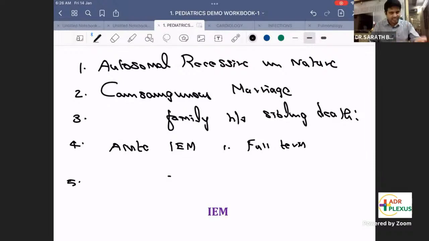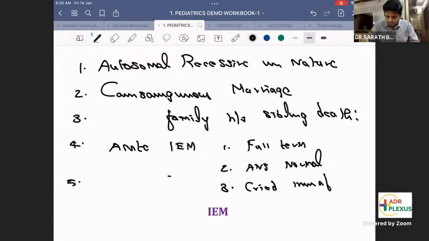Now, what are you asking the mother? Is it a term or preterm? It is a full term. Point number 2, is there any antenatal history? Mother told that antenatal scans are normal, sir. Okay. Whether the child cried immediately after birth? The answer is yes, sir. The child cried immediately after birth.